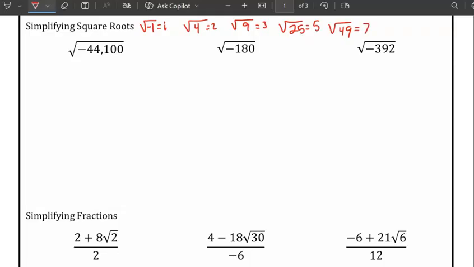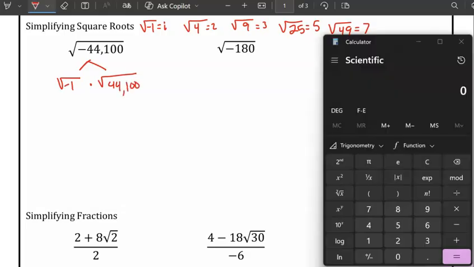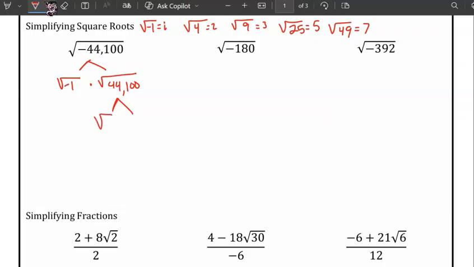On the first one, we have the square root of -44,100. It has a negative, so we can factor out a square root of -1. Let's see what else we can factor out. Let's try 4 first. Okay, this one works. And the square root of -1 is i.